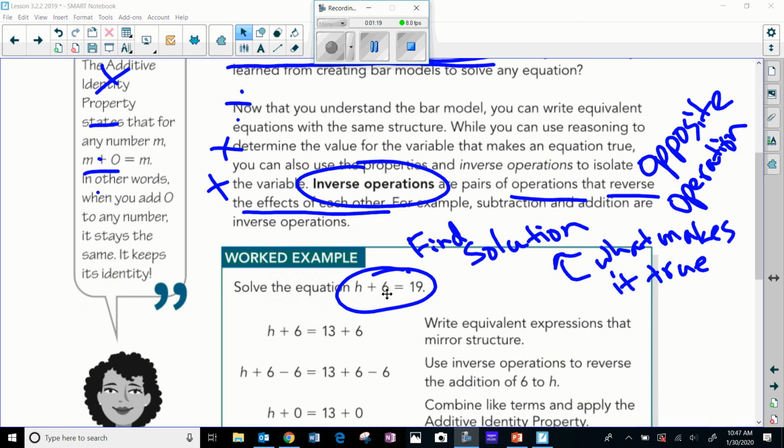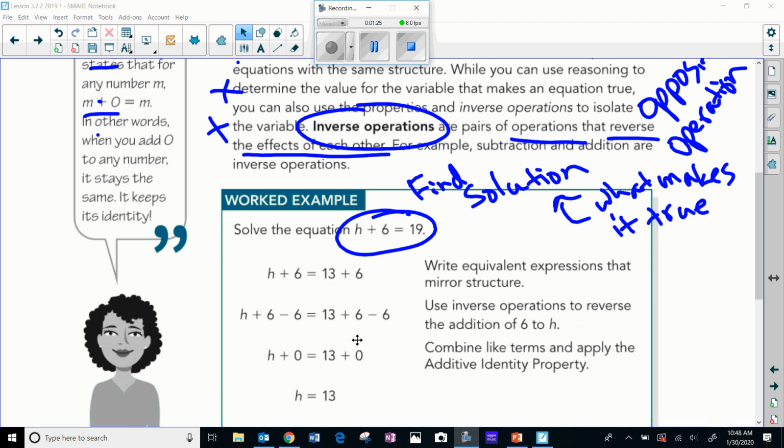So you look at what's happening to h: 6 is being added. You do the inverse operation, which would be subtracting 6. Then the 6 minus 6 cancels out, so you get a 0, and you get a 13. I know they kind of decomposed the 13 and 6, but let's say this was still 19. 19 minus 6 would be 13, and that would be our answer.